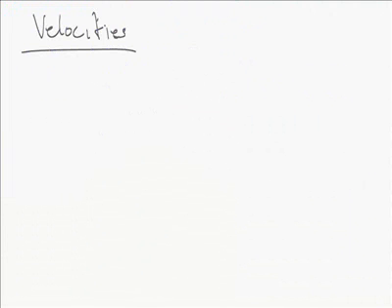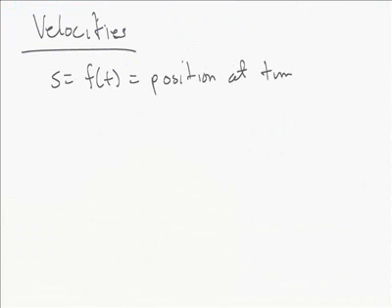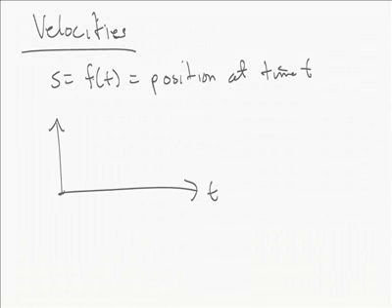Okay, the next topic we want to talk about then is velocities. If we have s equals f of t, and we consider this to be a position function, position at time t, let's think about what that means. Let's suppose that we have a graph of this function f of t, and let's suppose this is a graph of where you are position-wise t minutes into a trip.